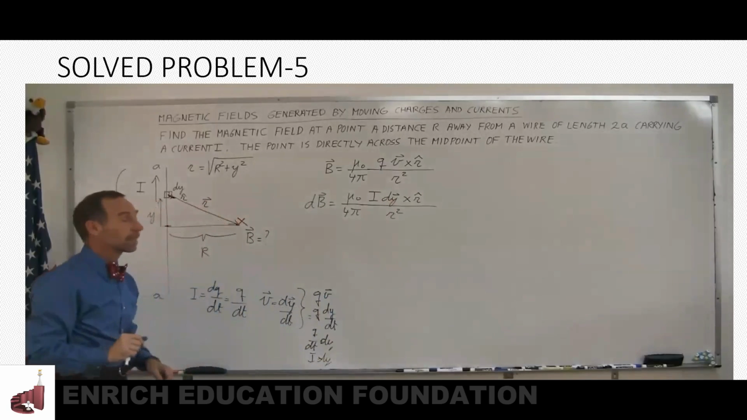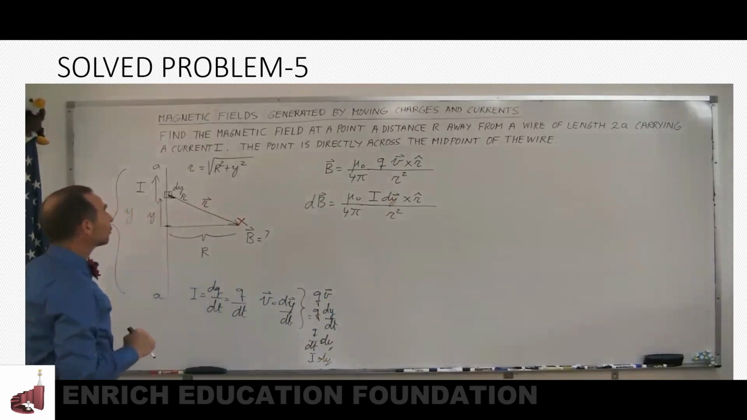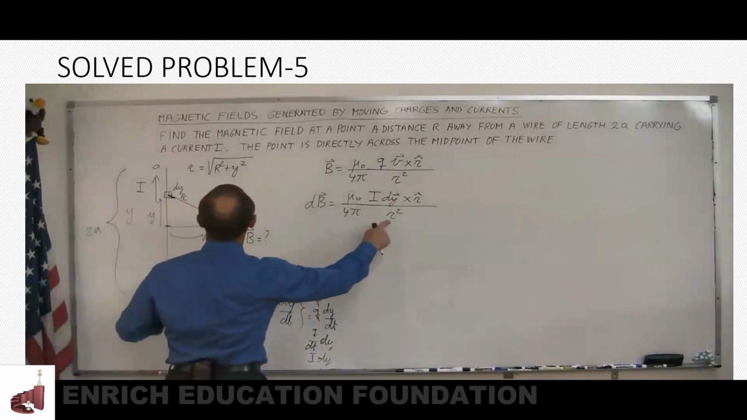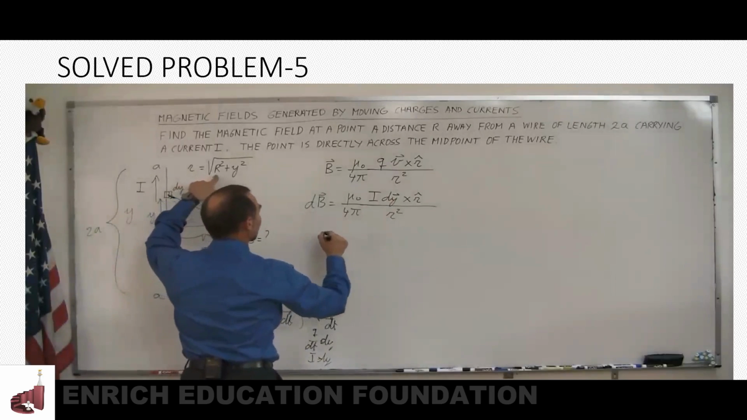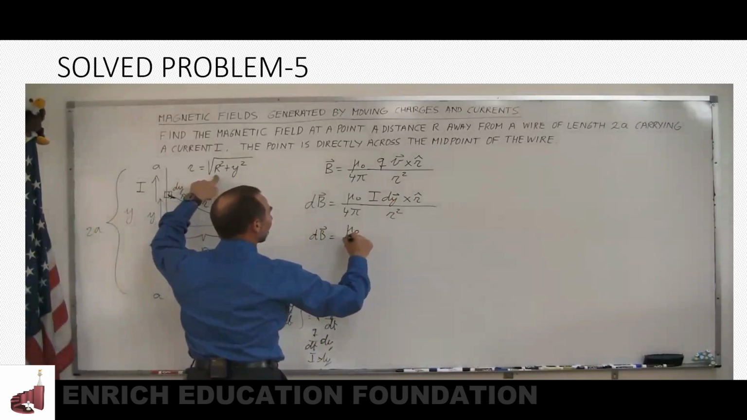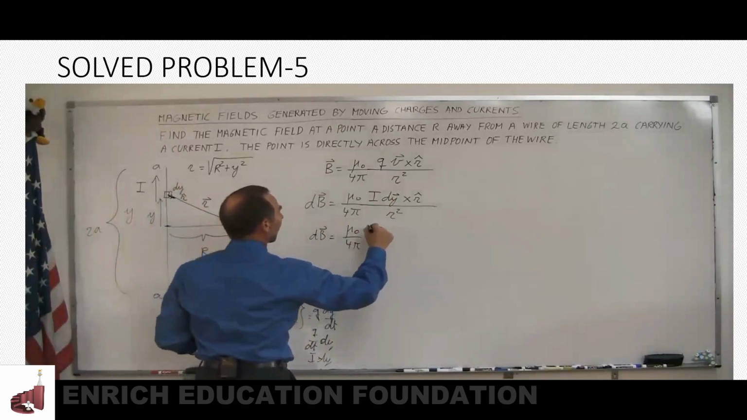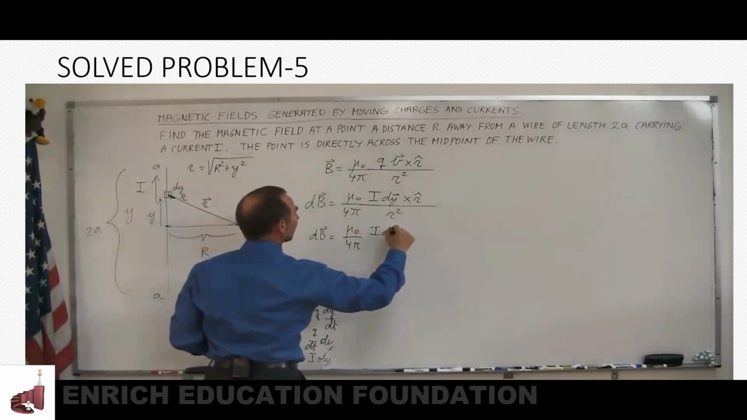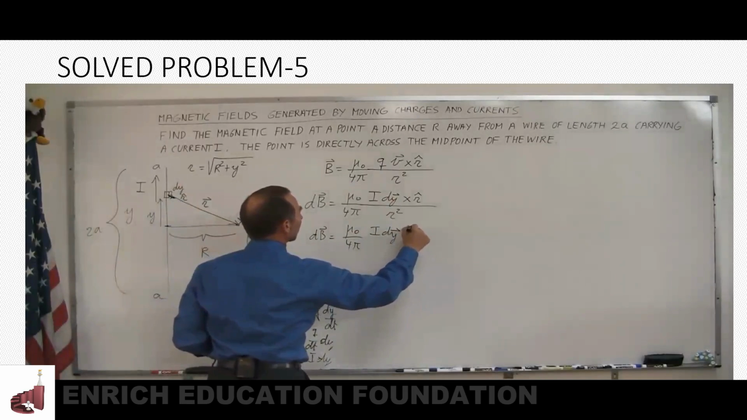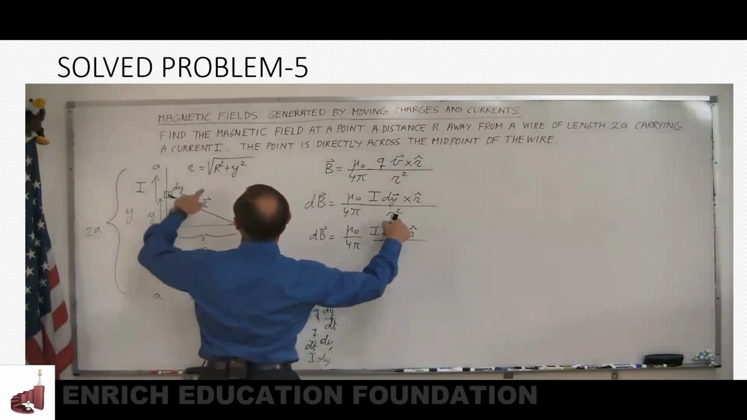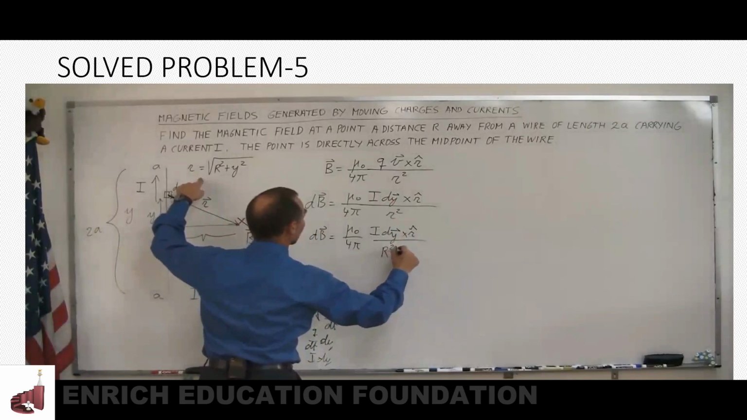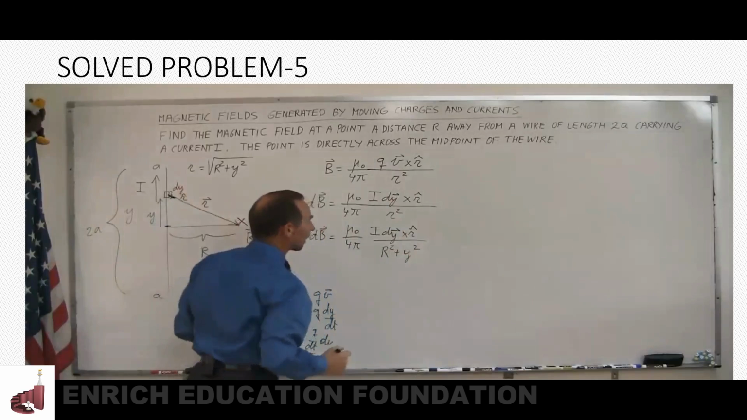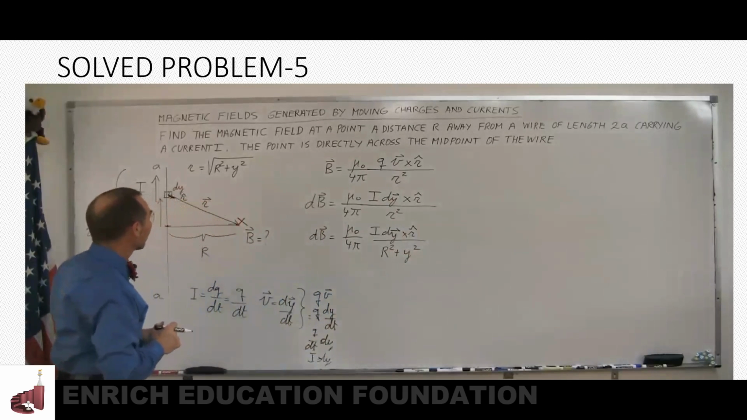All right, the next thing we need to do is replace r squared by what r squared is equal to. So dB can be written as mu sub naught divided by 4 pi times I times dy cross r-hat divided by r squared, and r squared is equal to big R squared plus y squared. All right, we're almost there.